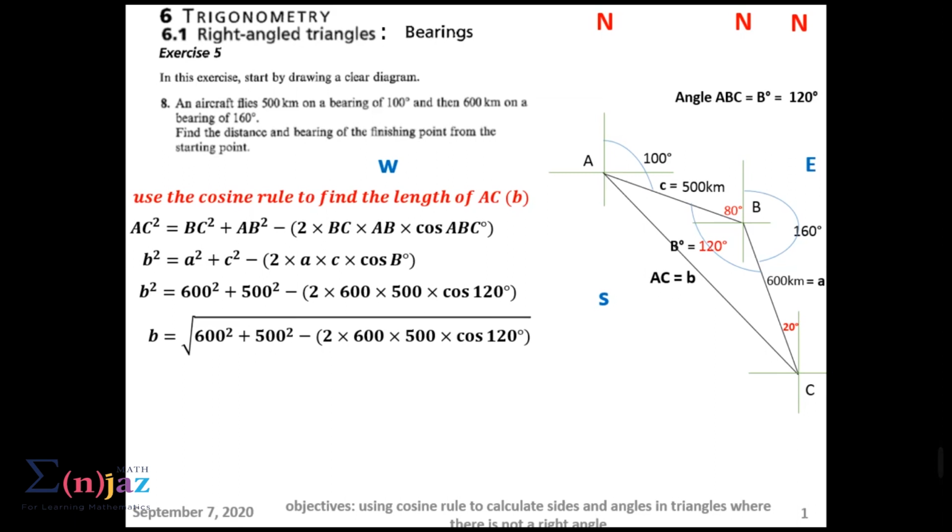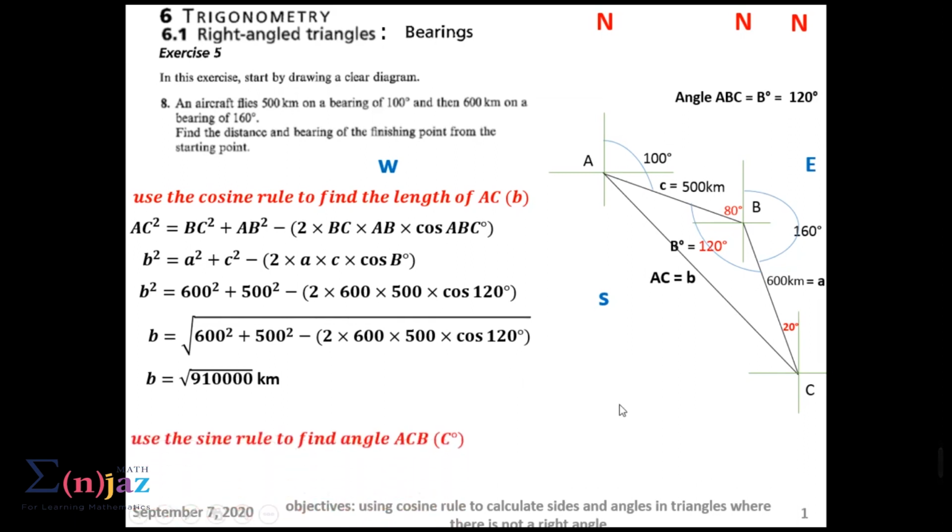Now this is ready to be inserted in the calculator, but we're going to leave our answer as b is equal to square root of 910,000, and the measurement unit is kilometer, because all sides are given to us in kilometer.